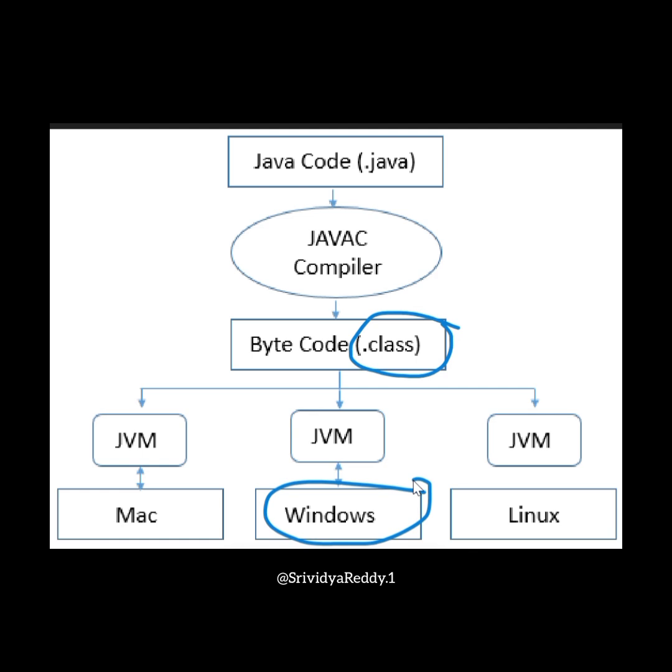So in this way, the Java Virtual Machine works internally, and it converts human-understandable language into machine-understandable language. So this is the brief explanation of the Java Virtual Machine. And next, I will explain how many editions we have in Java.